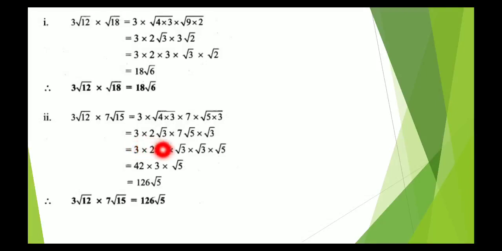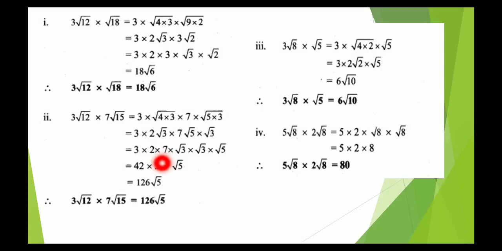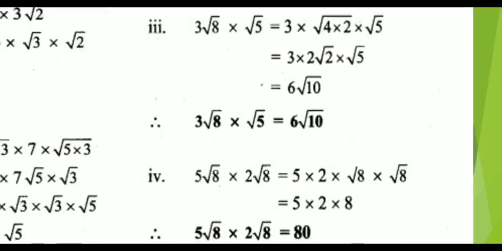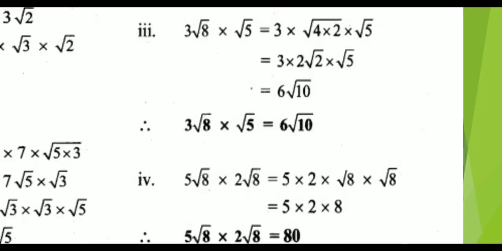3 multiply 2 multiply 7 multiply root 3 multiply root 3 multiply root 5. 3 2s are 6, 6 7s are 42. So we have 42. Root 3 into root 3 will become 3, and root 5. 42 3s are 126. Root 5 is the answer. In the same manner you can solve question number 3 and 4.